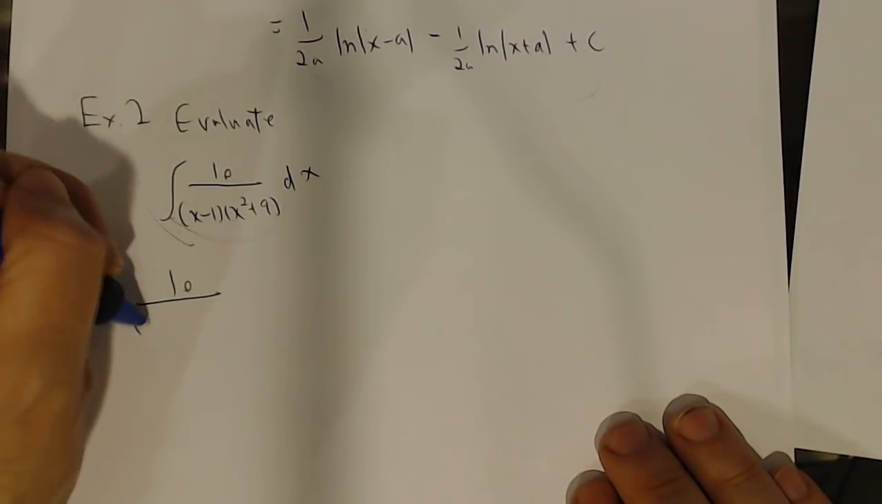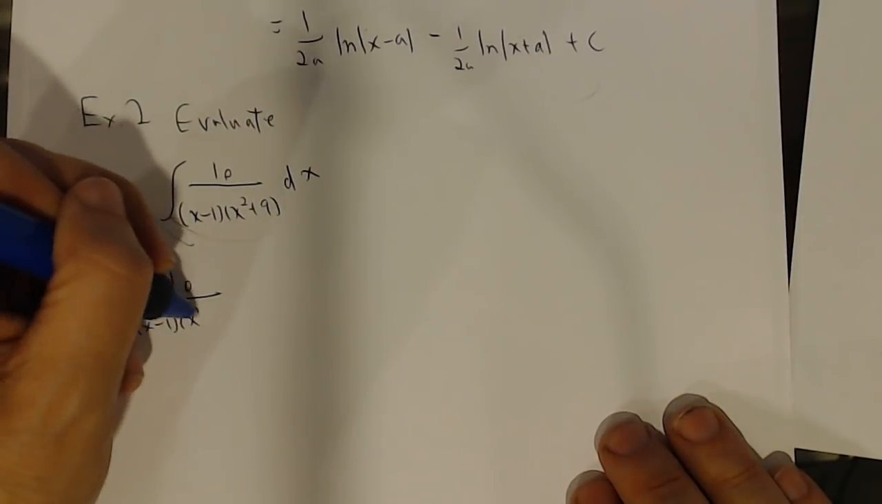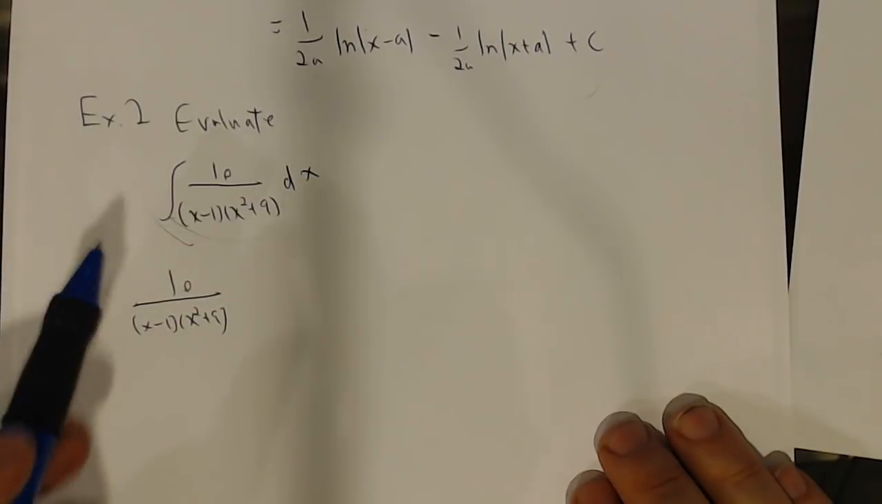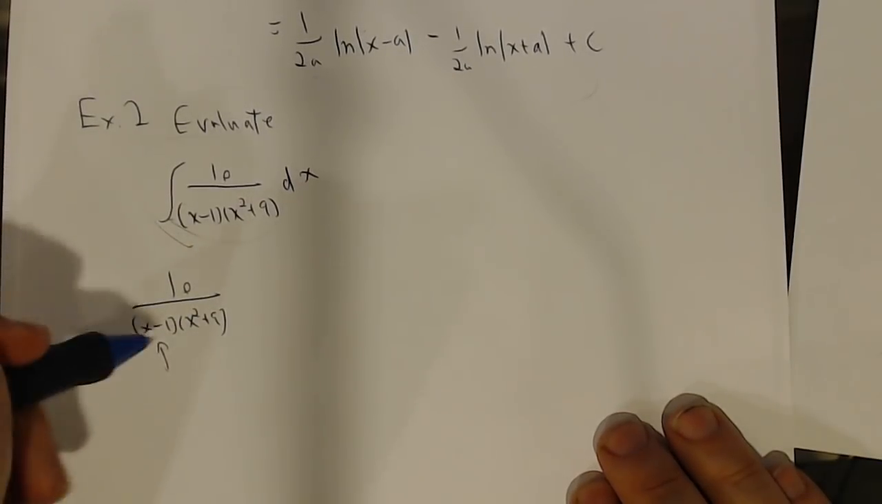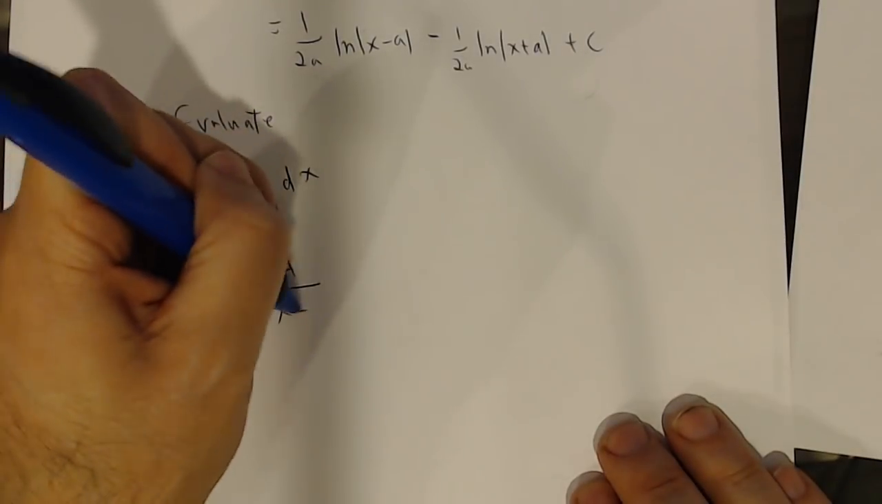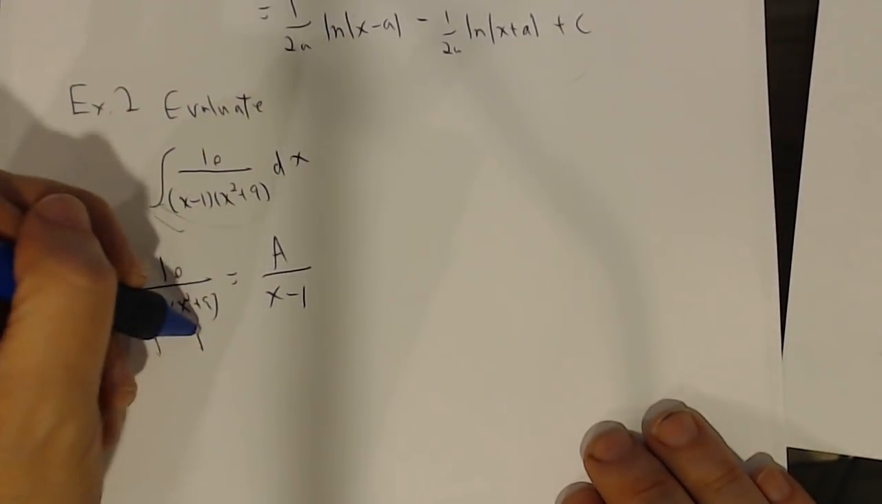So if it's 10 over x minus 1 times x squared plus 9, the good news is this is already completely factored for us. So what do I notice? The first factor is what? Linear non-repeating. So that's going to break up as a over x minus 1. And then what's the second factor?